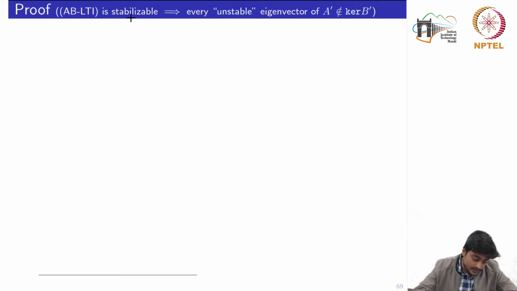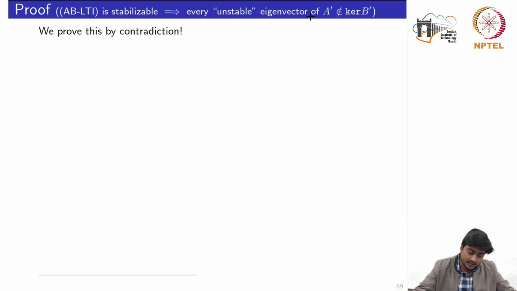So first of all, we'll see this implication that if the pair AB is stabilizable, then every unstable eigenvector of A transpose is not in the kernel of B transpose, or does not belong to the kernel of B transpose. Okay. So we'll prove this by contradiction. That is to say that there exists an unstable eigenvector of A transpose which is in the kernel of B transpose, implies that the pair AB is not stabilizable.